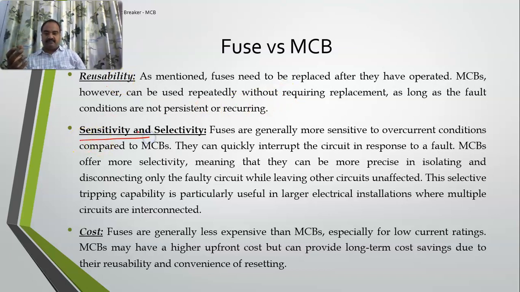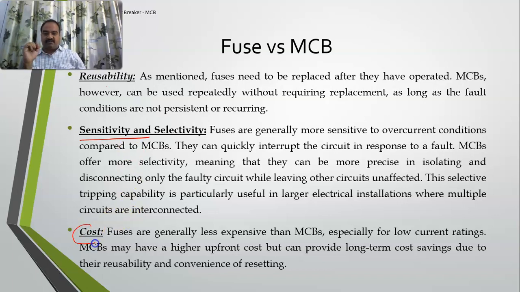Sensitivity and selectivity. In this case, fuses score good marks because fuses are very sensitive to overcurrent conditions when compared to MCBs. They can very quickly interrupt higher magnitudes of current. That's why they offer more sensitivity. On the other hand, coming to selectivity, MCBs offer more selectivity. They can be very precise in isolating or disconnecting only the faulty circuits. Particularly when you are operating with motors, MCBs are more preferred nowadays. So when you have larger electrical installations, we go with MCBs now.